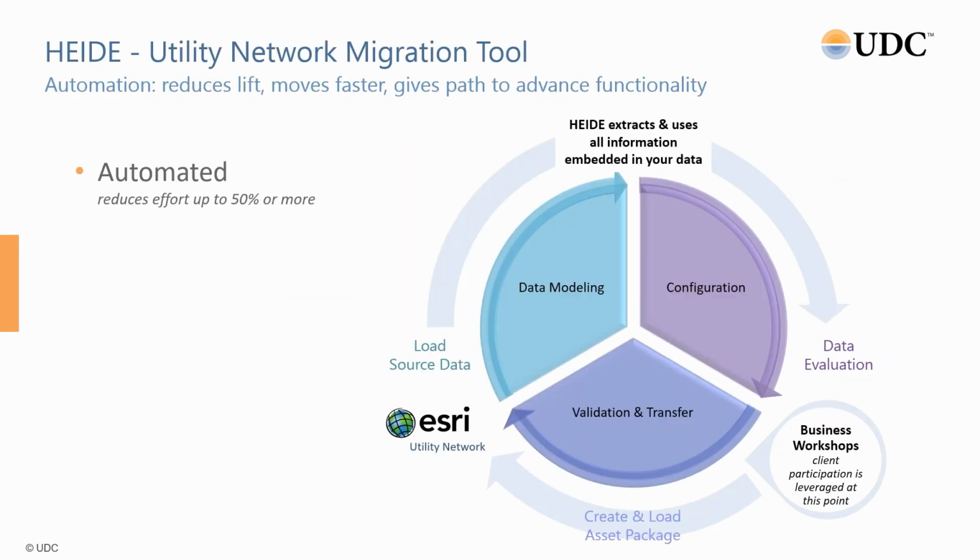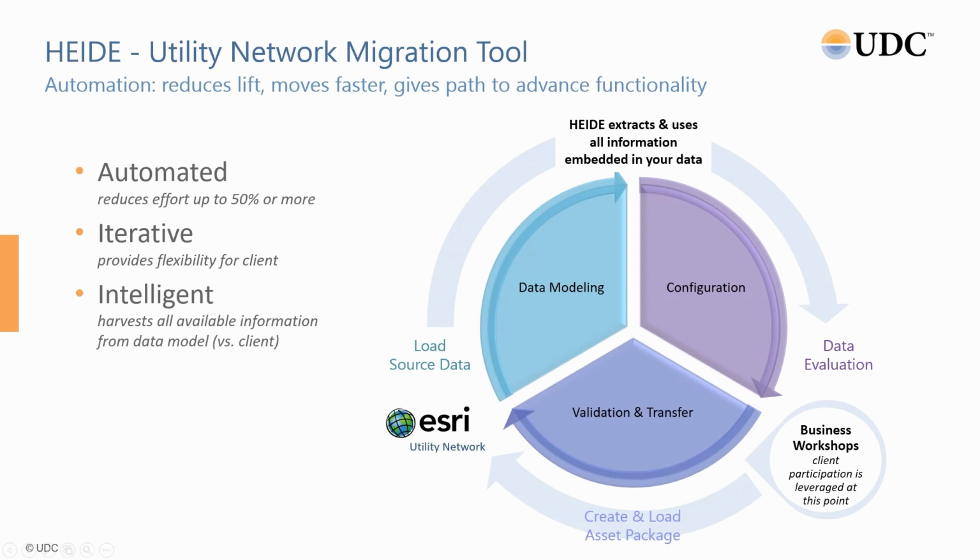Now, a little bit about HEIDE. HEIDE, or High Fidelity Export-Import Data Exchange, is a tool that was developed by UDC to provide utilities an iterative approach to migrating their data to the utility network. Everything that we do is powered by automation, advanced logic and analytics that substantially reduces the migration effort. It lets you perform the migration iteratively. Because we're using automated tools, it's really easy to make changes and perform migration tasks multiple times if you want to build on your results.